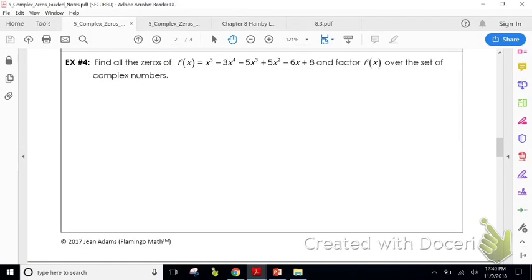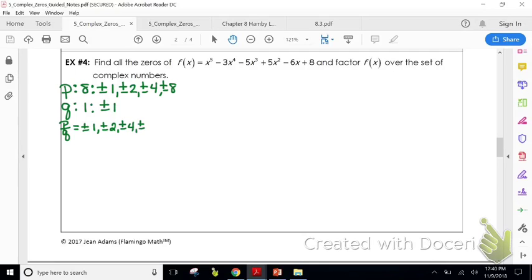P over Q. Those are my P over Q's, right. So P is going to be the factors of what number? 8. Which are? 1, 2, 4, 8. Q is going to be the factors of 1. Which are? Plus or minus 1, right? So my actual possible choices are the P over Q, where you take all your P's over every Q. In this case, it's just plus or minus 1, 2, 4, and 8, all of them being plus or minus.